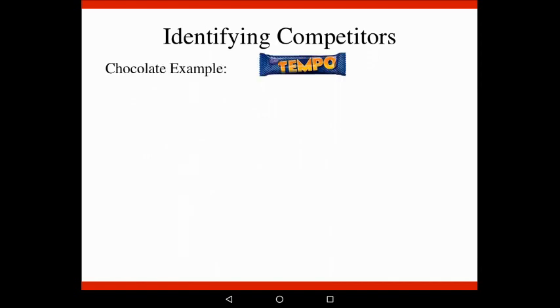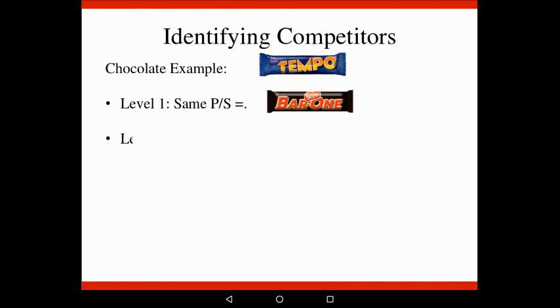Okay, and we're going to use a chocolate to explain this. A Tempo. I wonder if there's any Tempo lovers out there. Okay, so the first level is the same product or service. So what product is a direct competitor to Tempo? In other words, it's exactly the same product, just a different brand. Well, a perfect example would be a Bar 1. That's a level 1 competitor. It's the same size, and it's probably going to cost around something similar. So if a customer doesn't want a Tempo, they can go for a Bar 1, and often these products are right next to each other in the store.